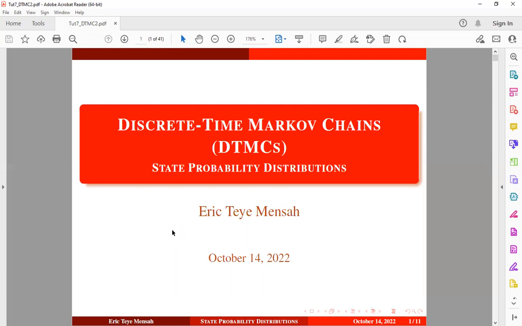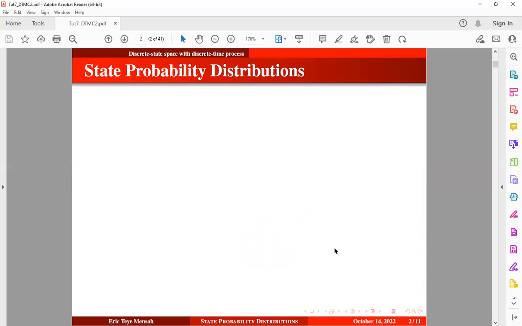All right, so the next session under the discrete time Markov chains that we want to consider is the state probability distributions. The state probability distribution is one way to estimate n-step transition probabilities of a Markov chain. In other words, sometimes you may be given an n-step transition problem when you have one-step transition probabilities. So in order to solve for this kind of problem, you can make use of the state probability distribution approach.